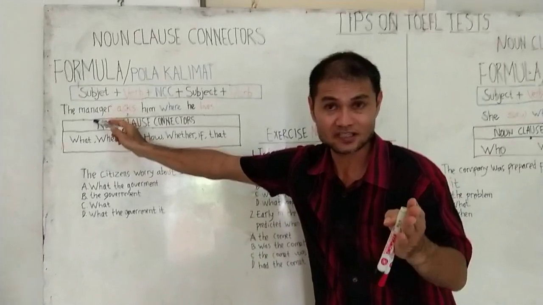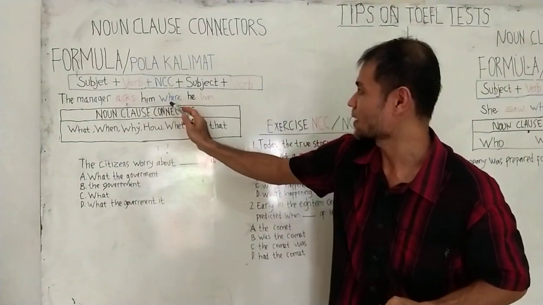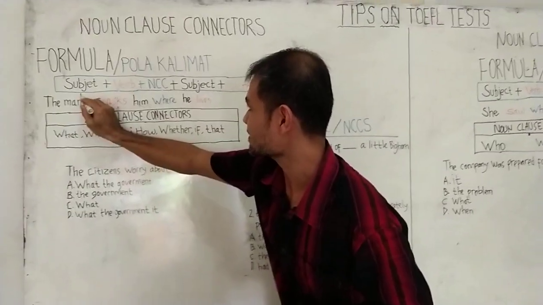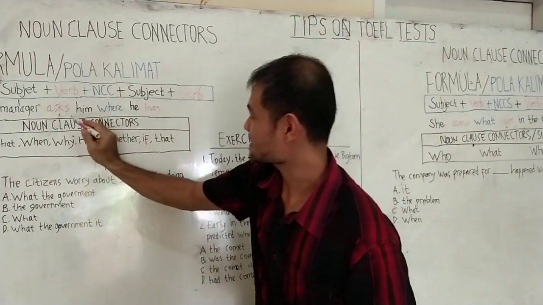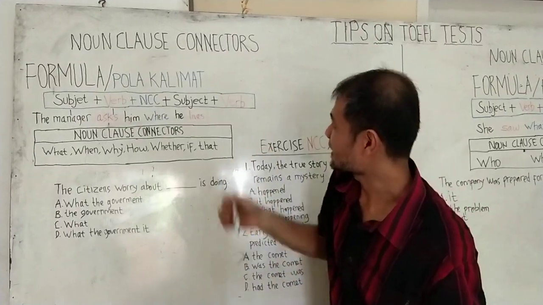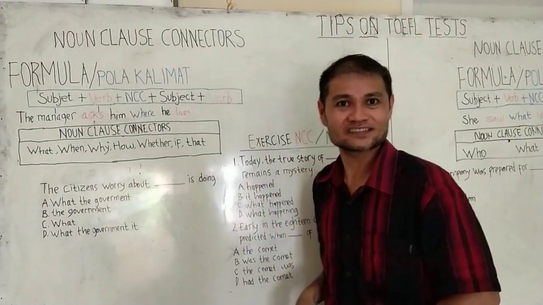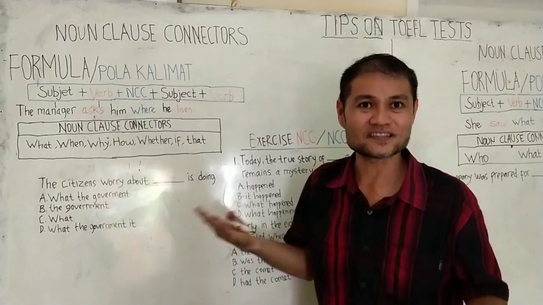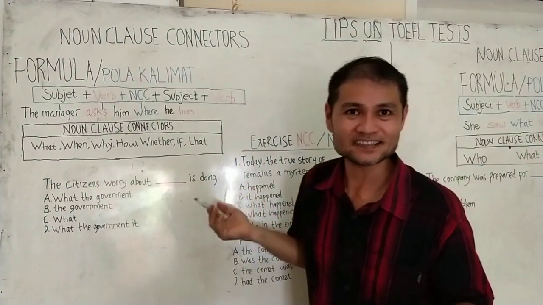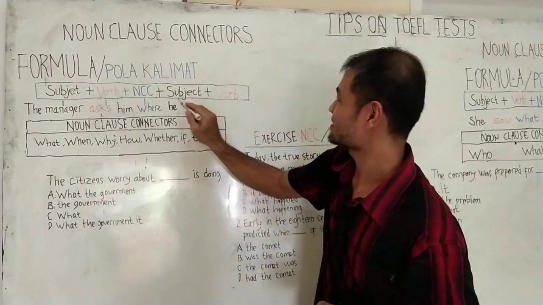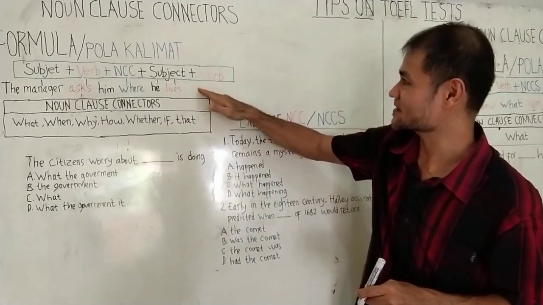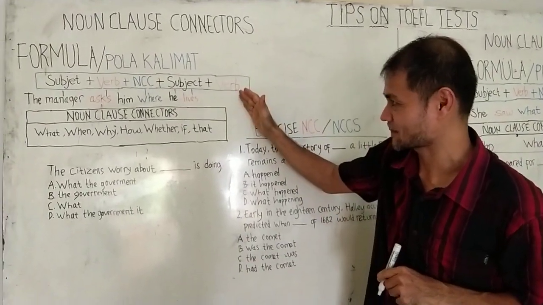The manager asks him where he lives. The manager is subject. Ask is verb. Where is the NCC, or noun clause connector. You see here? What is it? Yes, it is where. After that, it has subject and verb. So, this is noun clause connectors.